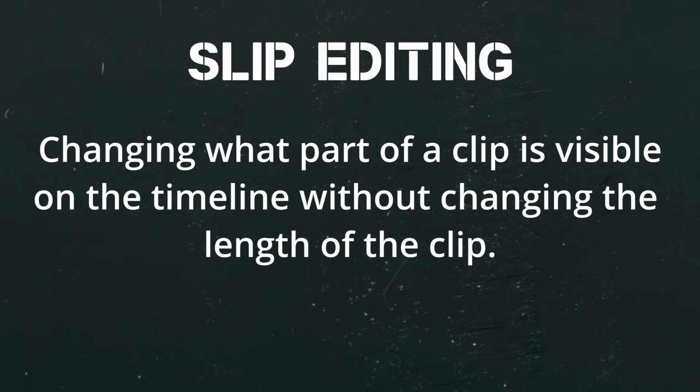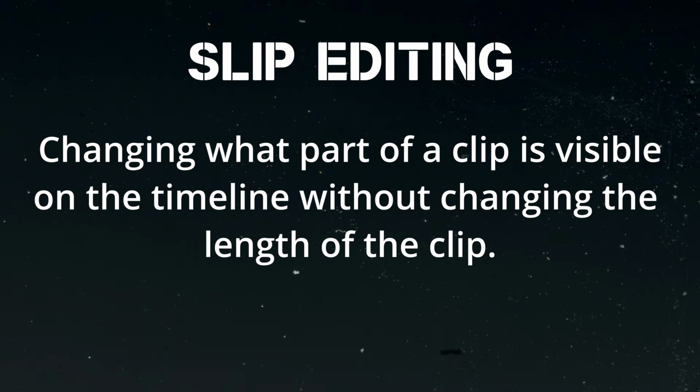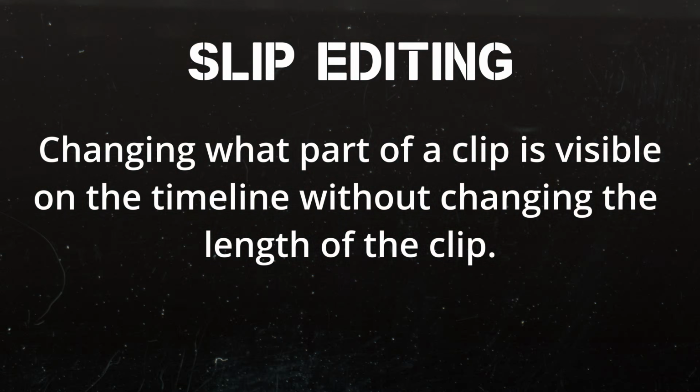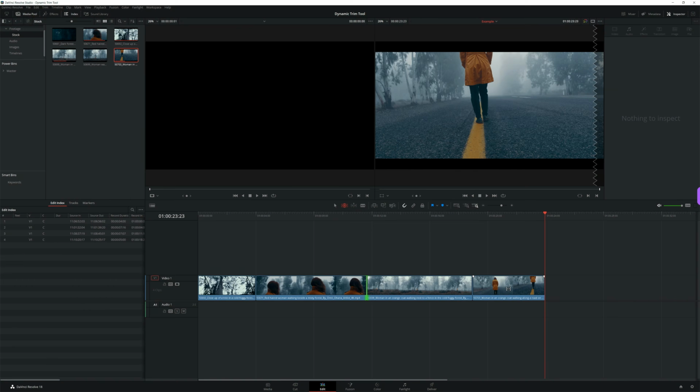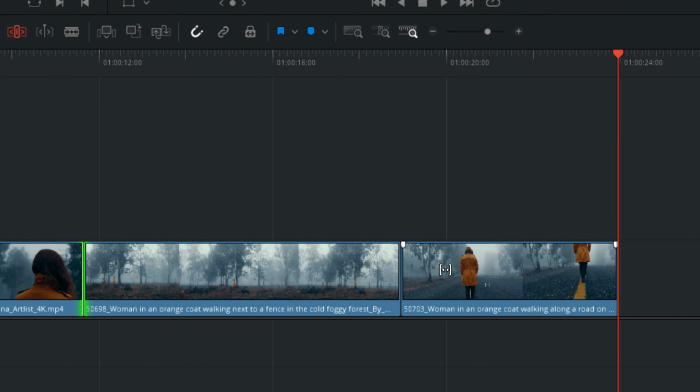Next, we'll look at slip editing. Slip editing is where you change the section of a clip that is visible on the timeline while keeping the length of that clip the same. I know that might sound confusing, but it's actually really easy. Here, take a look. In my timeline, I have this clip right here. Now, the length of the clip is perfect, but I want to change it so the camera is already on the woman's legs when the clip starts. That's what slip editing is for.